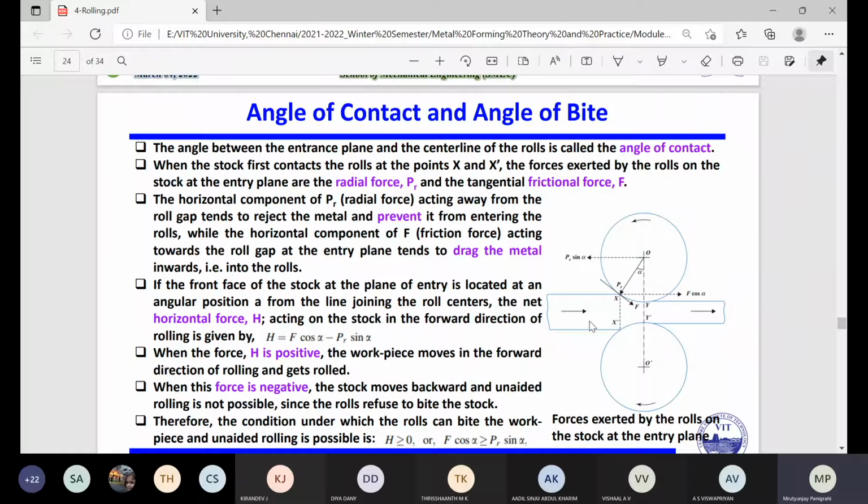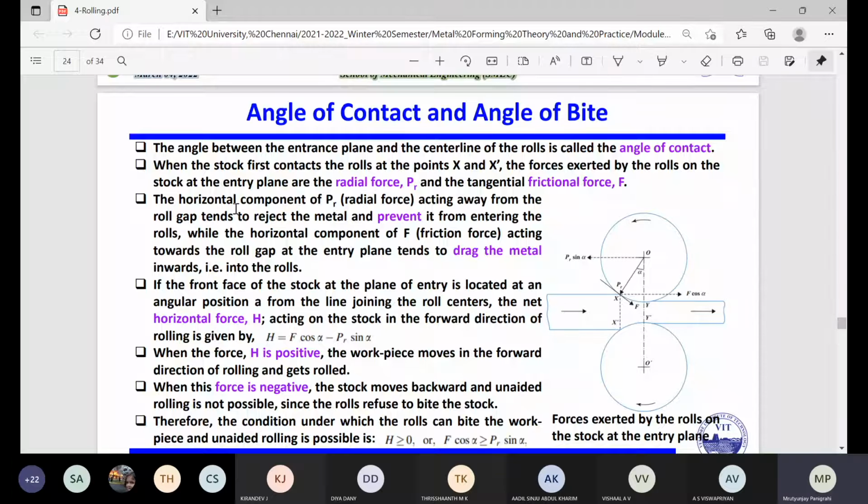When the stock, the material you are using in the rolling mill, first contacts the rolls, it touches at point x dash. The upper roll touches at point x, and the bottom roll at x dash. The forces exerted by the roll on the stock at the entry plane are two: the radial force, P radial or PR, and the tangential frictional force F.